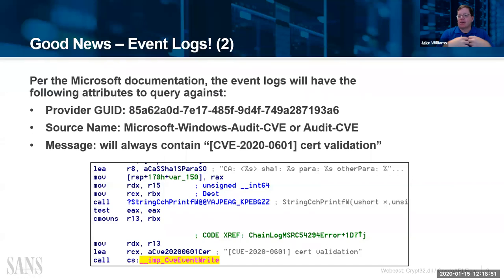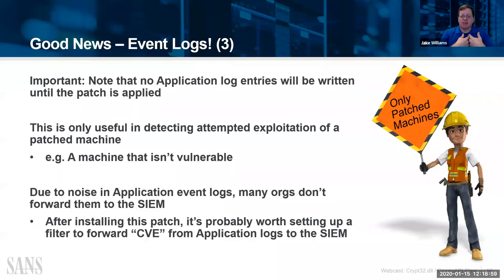I think this is great for a lot of reasons. I would say the biggest problem is most people don't forward their application event logs, right? The other big thing is that no application logs are going to be written until the patch is applied. We know that the only mitigation for this is applying the patch. I hate to be that guy that's like, hey, apply the patch, because I don't want to say patching is hard, but it is in a lot of very large organizations. We know this because we regularly find unpatched machines in red team assessments, and patching is hard, right? So I don't want to be the guy that's like, hey, deploy your patches or you're going to get pwned.